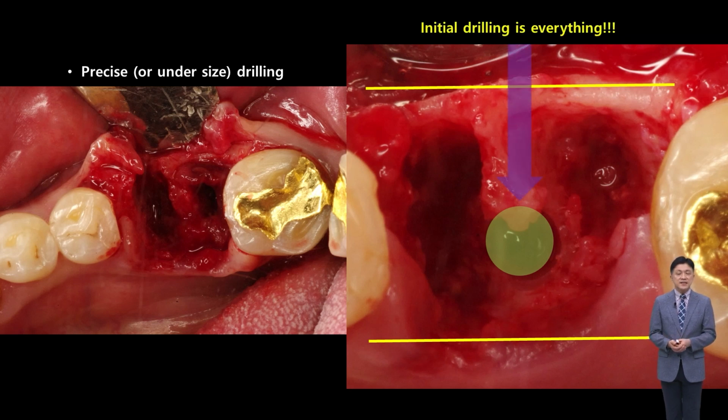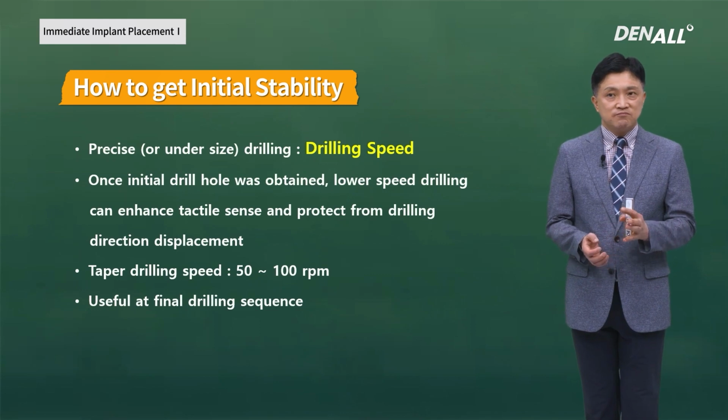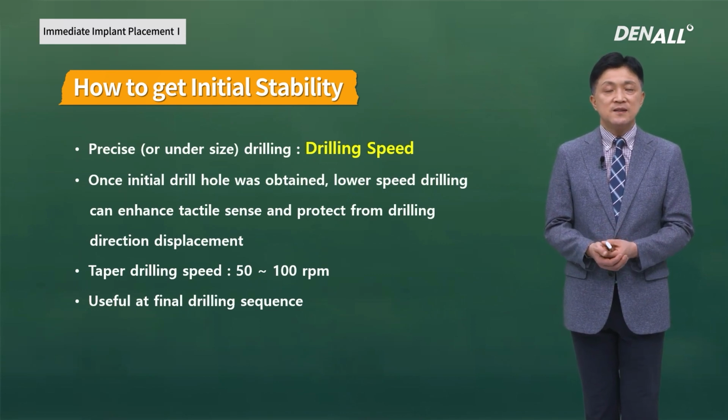When you do initial drilling, it is not ideal to use low RPM drilling. If possible, you should drill at high speed, 1200 to 1500. This is to prevent displacement of the drill. I'm sure those of you who have had experience doing immediate implant placement will agree, but initial drilling determines almost everything. It is very important to do initial drilling in the appropriate position accurately. It really determines everything.